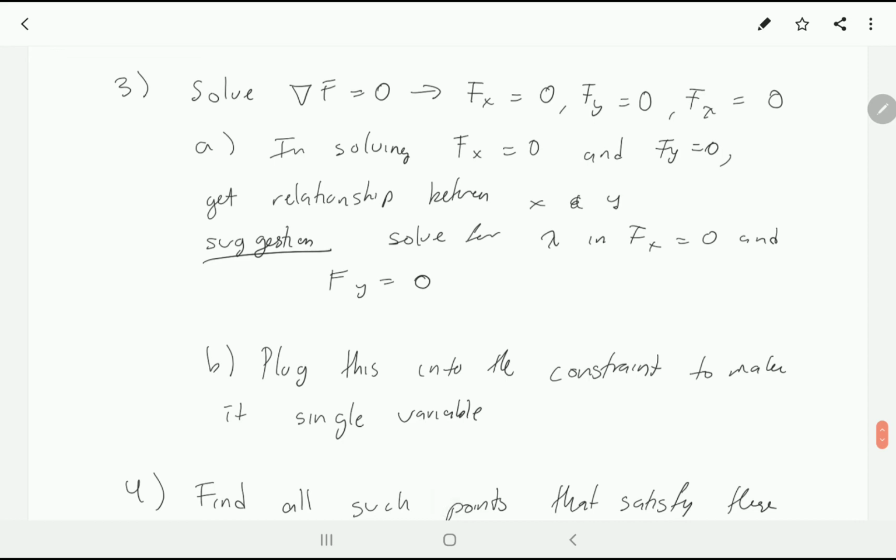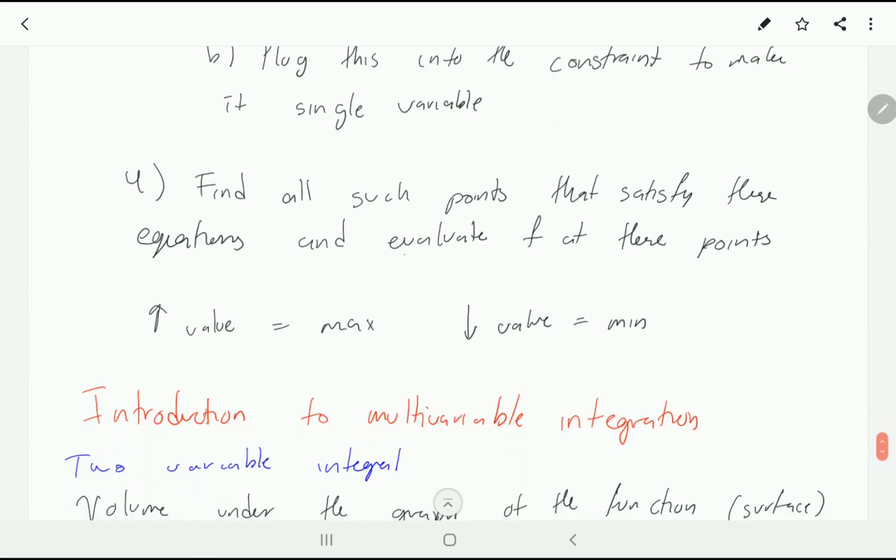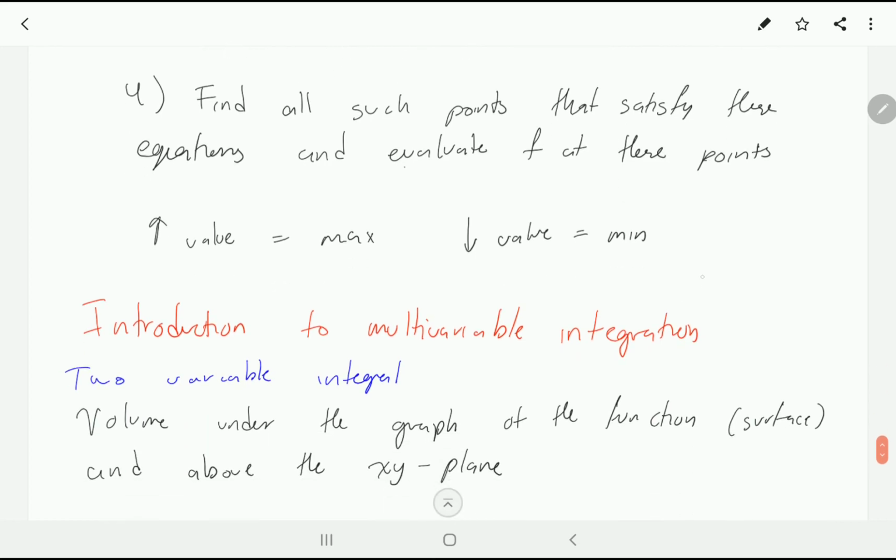And then you get the relationship between x and y, preferably in terms of lambda, and then plug these values into the constraint to make a single variable, and find all points that satisfy the equations, and then evaluate f at these points.